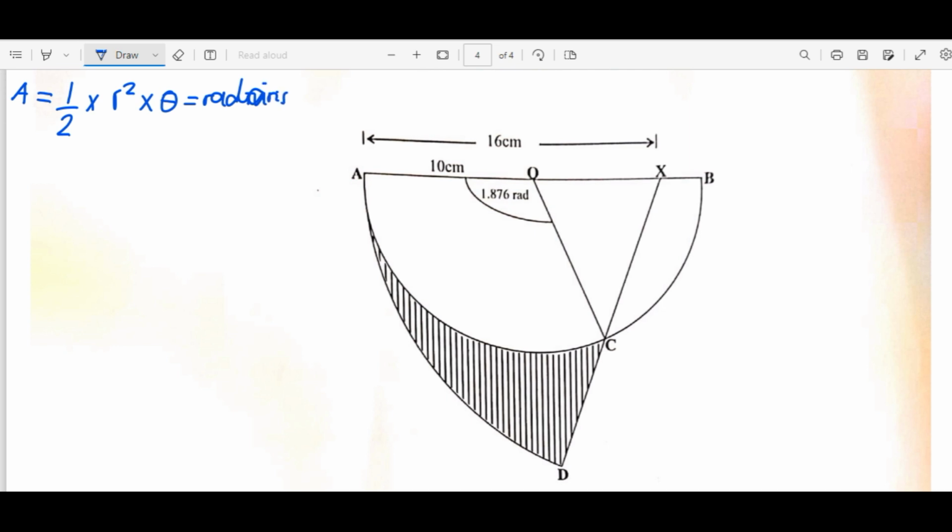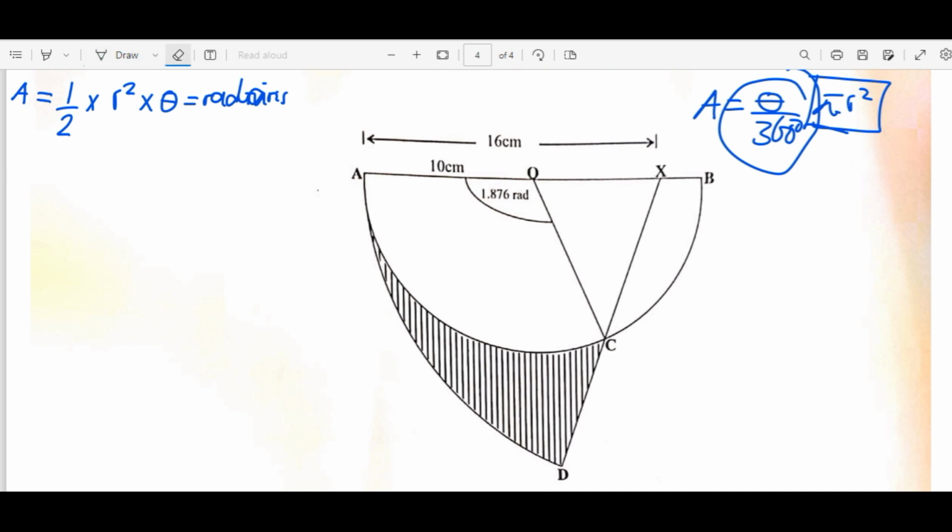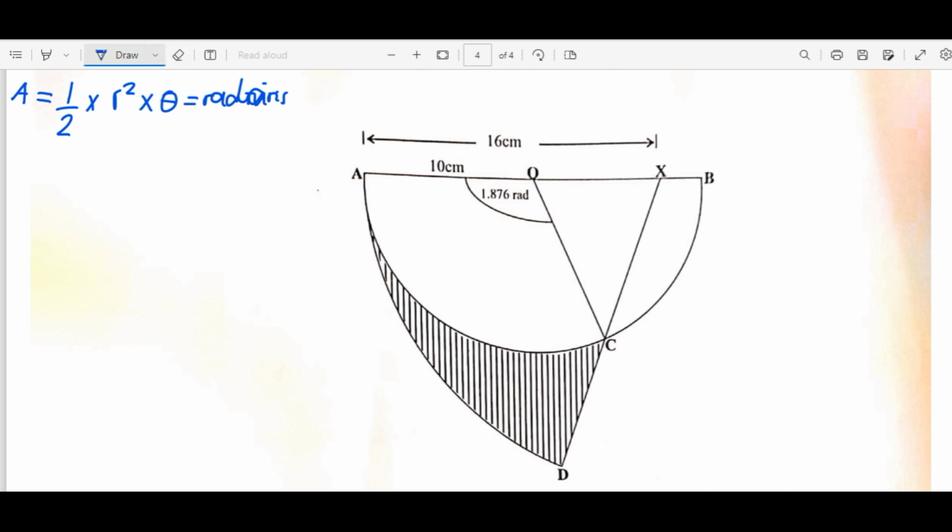Remember, if you are dealing with the area of the sector given the angle in degrees, the formula is this: area is equal to theta divided by 360 pi r squared. So this is the area of a complete circle. Then this tells us that we only need a portion of that area. So that's the concept behind that.